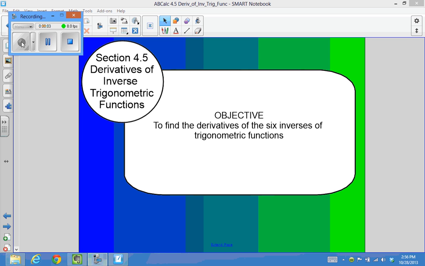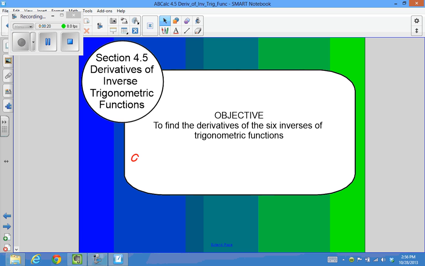Then we'll look at section 4.5, derivatives of inverse trig functions. Our objective is to find the derivatives of the 6 inverses of trig functions. We found the derivatives of inverse functions just in general last week. That was g prime at b equals 1 over f prime of g at b.